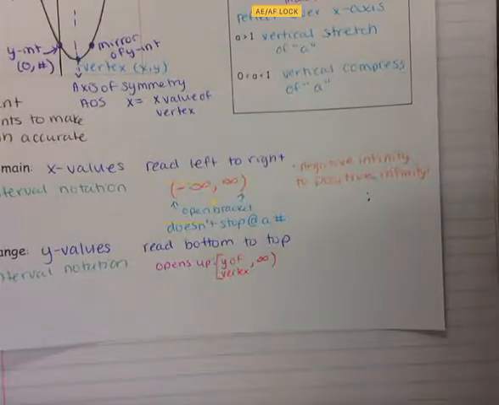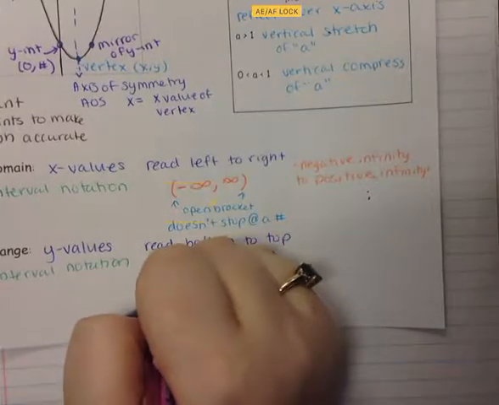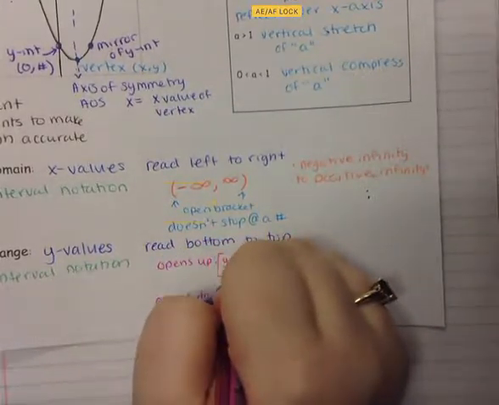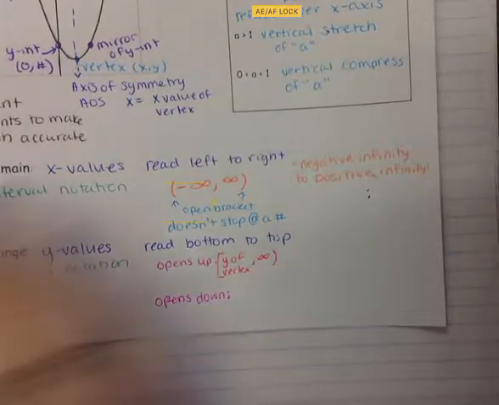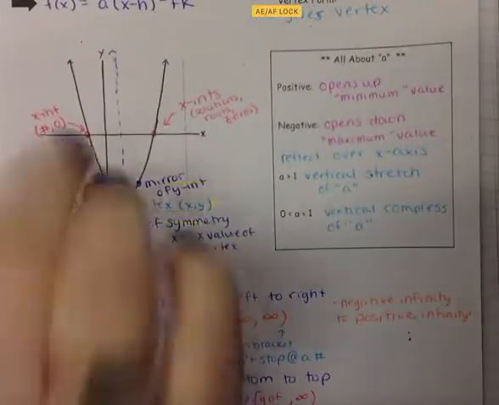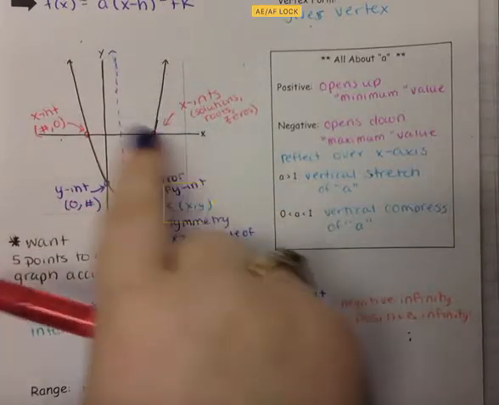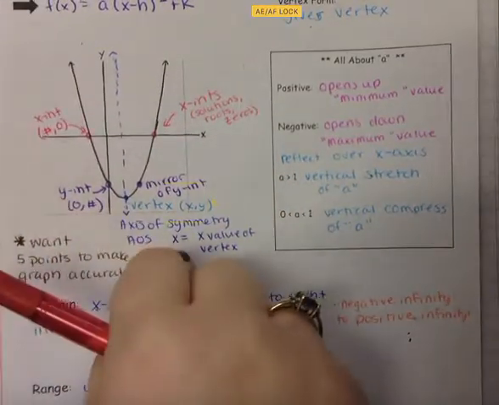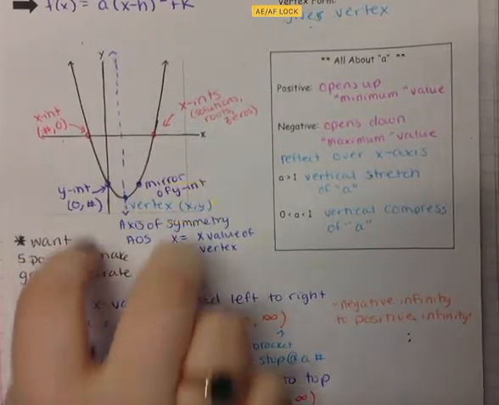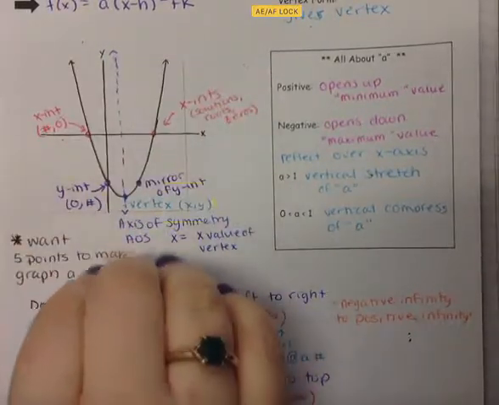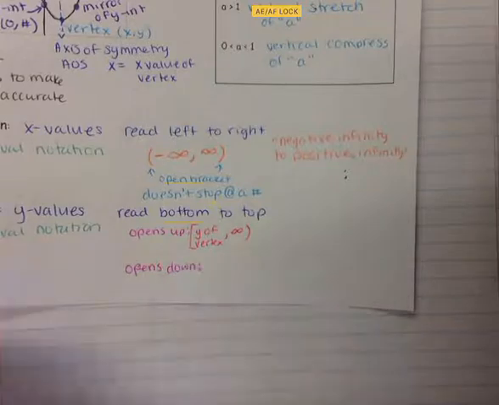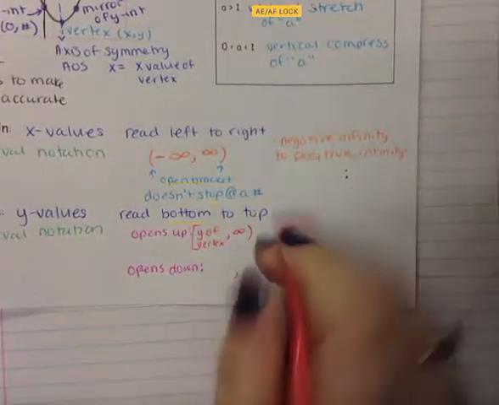But we can also look at if it opens down. So if our a value is negative. If it's going to open down, the arrows will point to the negatives forever. So does it have a starting or a stopping point? Again, we're reading it from the bottom up to the top. So it stops up at the top. It stops second. So our stopping point is going to be at the end.